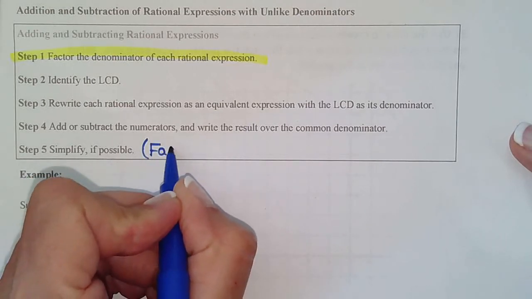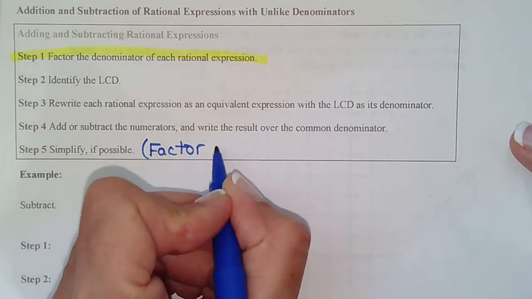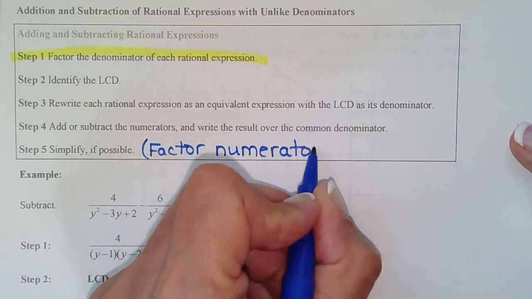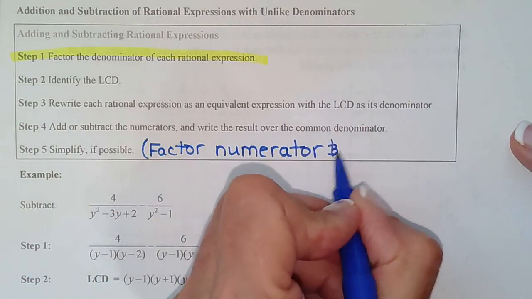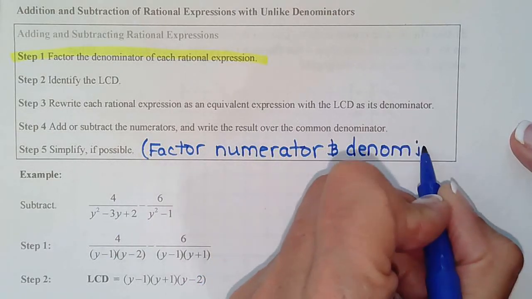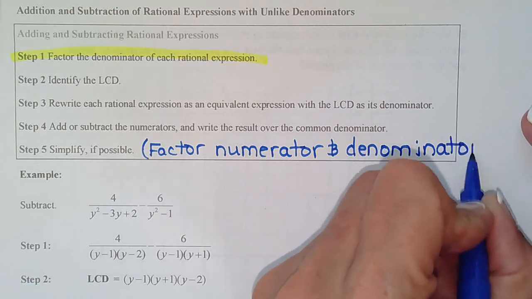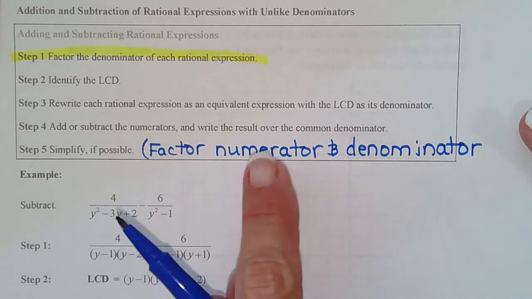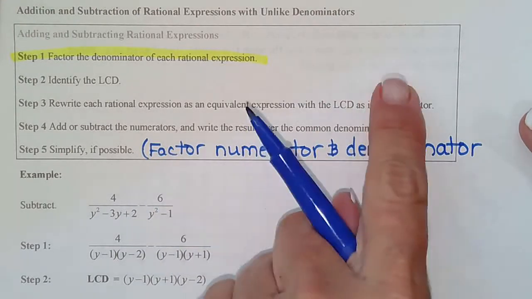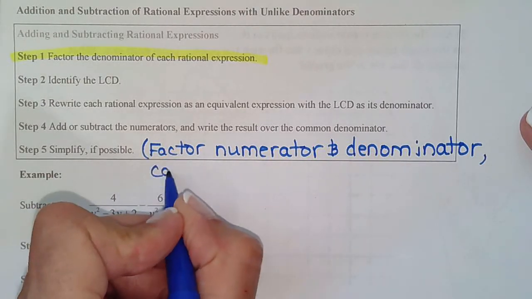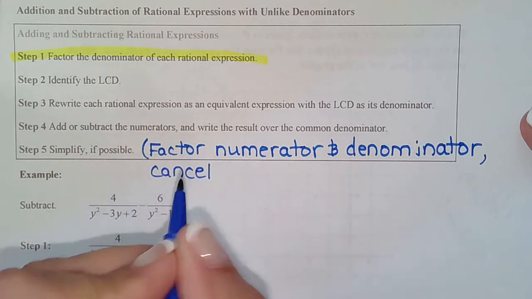So factor numerator and denominator, and look for common factors. Numerator and denominator, that's what simplify means. Factor numerator and denominator, and that's what section 5.1 was about, how to simplify a rational expression. So they had us factor the numerator, factor the denominator, then we cancel common factors. That's how you simplify.